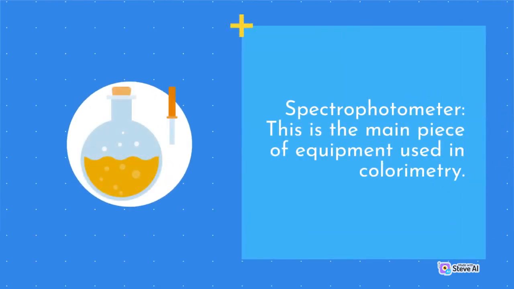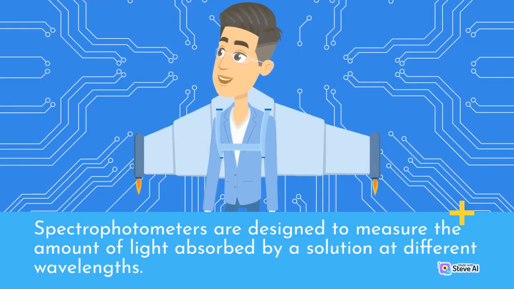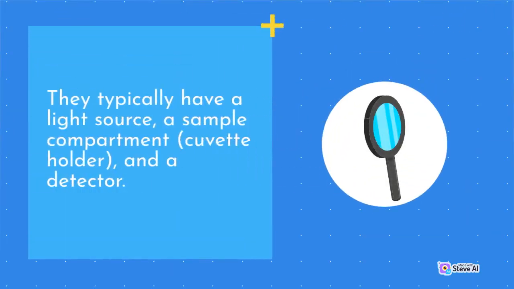Spectrophotometer. This is the main piece of equipment used in colorimetry. Spectrophotometers are designed to measure the amount of light absorbed by a solution at different wavelengths. They typically have a light source, a sample compartment, cuvette holder, and a detector.